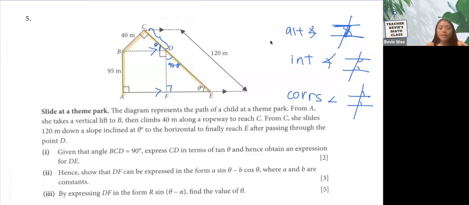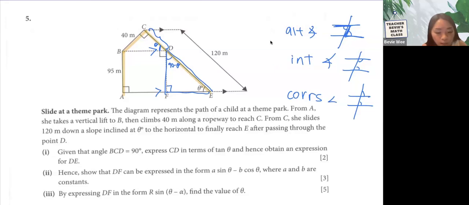Hence obtain DE. DE also, you got a right angle triangle here. In fact, DE is even easier to find. We can do that before BC, right? So 1 mark each only.